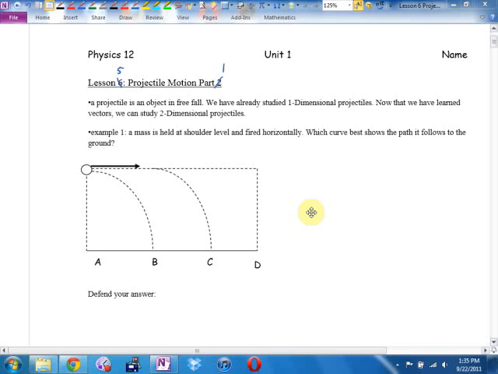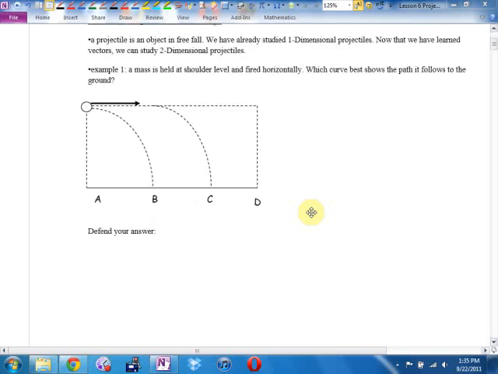A projectile is any object that's launched through the air, if we ignore air resistance. However, we have to get rid of some misconceptions, and this is the first one. This comes from the fact that you folks have watched cartoons. Example one says this. A mass is held at shoulder level, and it's fired horizontally. Which curve best shows the path it follows to the ground? Path A, straight down. Path B. Path C, it goes straight for a bit and then goes straight down. Path D, it goes straight and then drops straight down.